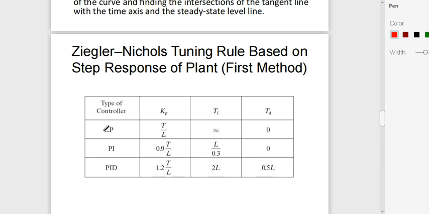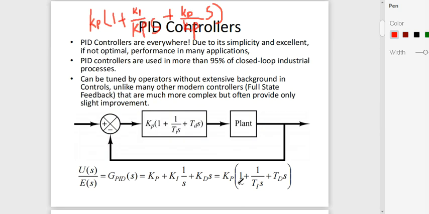In the case of the P controller, we have Kp equal to T by L, Ti is infinity and Td equal to 0. The general equation is Kp into 1 plus 1 by Ti into s plus Td into s. If we are considering a P controller, we need to adjust only the value of Kp. Since Ti is infinity and Td equal to 0, it has only the effect of Kp.